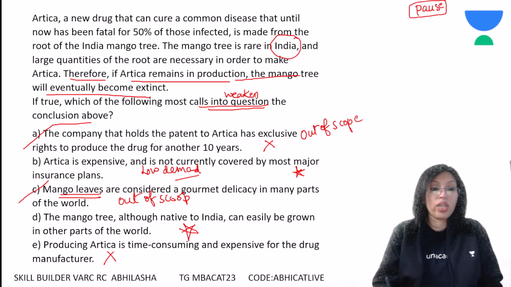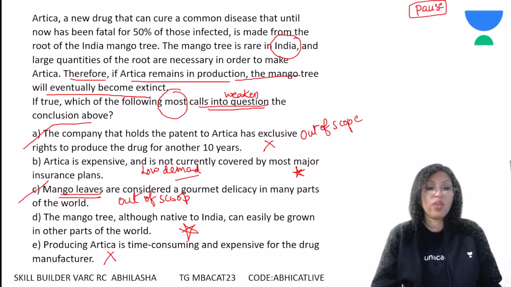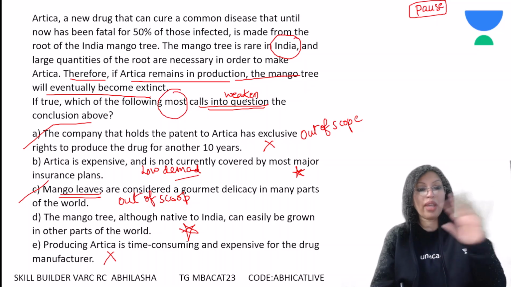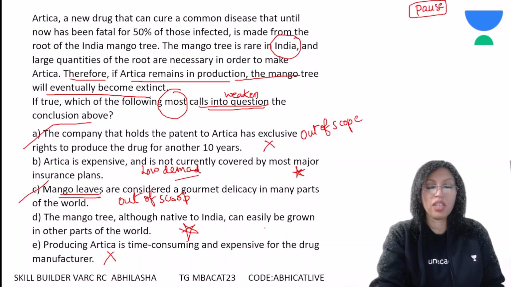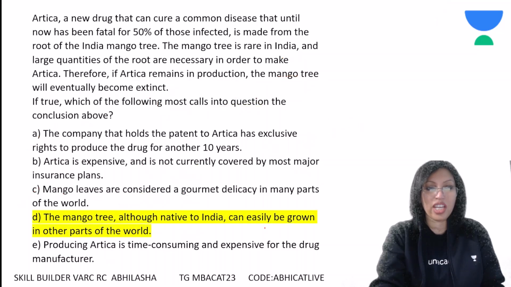Okay, but because the question says most calls into question, which one directly weakens that? No, the mango tree will not become extinct. That's D. And therefore, I think option D has to be the best answer. Let's take a moment and check. Yes, of course. Like I said, very good.